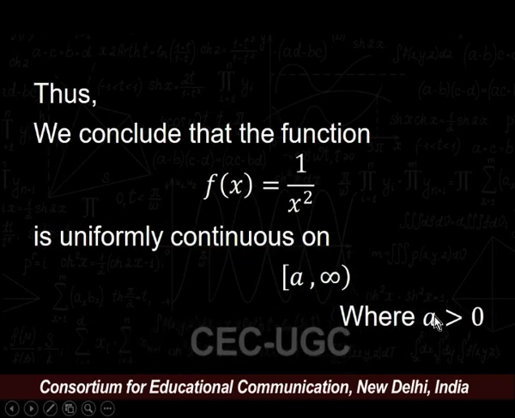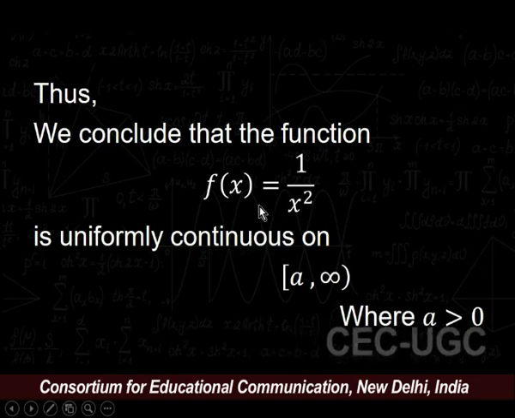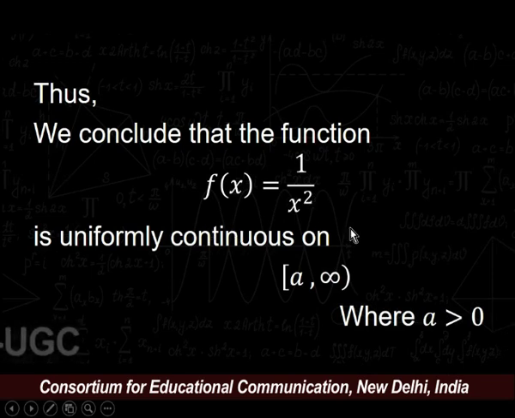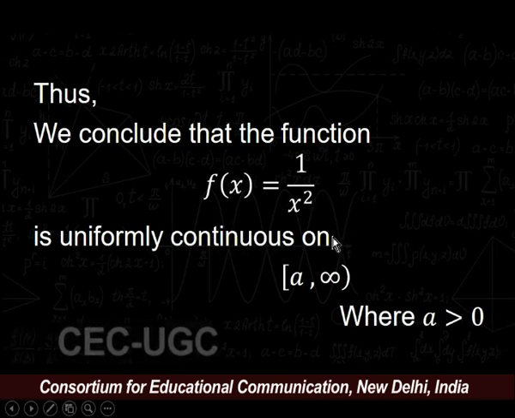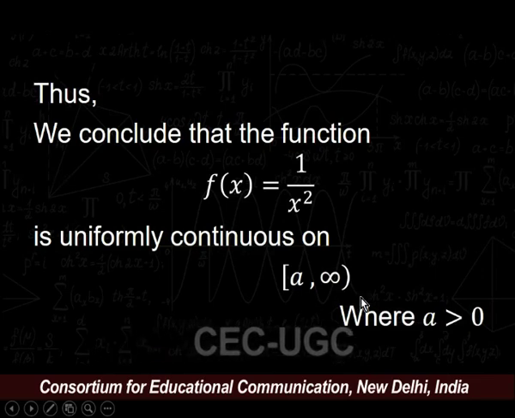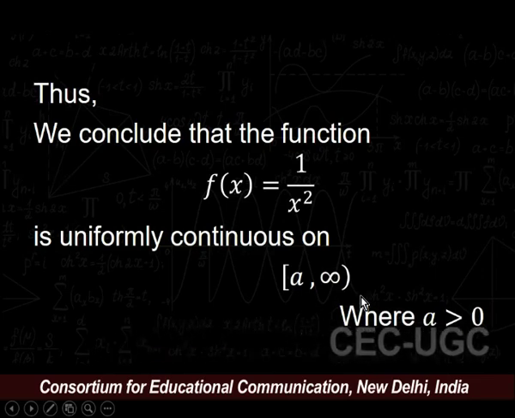Thus, we conclude that the function f(x), which is defined as 1/x², is a uniformly continuous function on the semi-open interval [a, ∞), where a is strictly greater than 0.